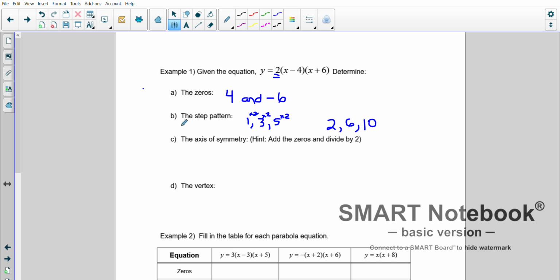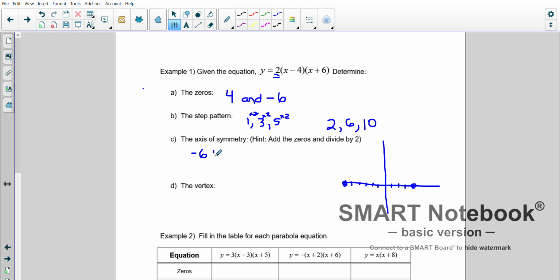Now, how do I get the axis of symmetry? Well, I need to average these zeros. I need to find the middle. If I was making a rough sketch right now, and this is very rough, I would have negative 1, 2, 3, 4, 5, 6. Here's one of my zeros. And the other one's at 1, 2, 3, 4. There's the other one. This one's not as obvious. Like, where's the middle? I'm going to average these to find the middle.